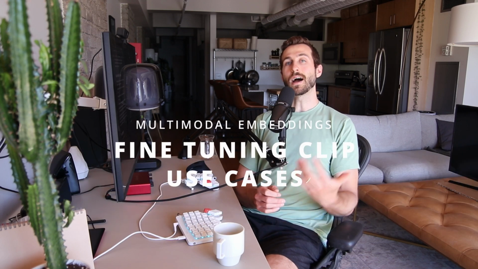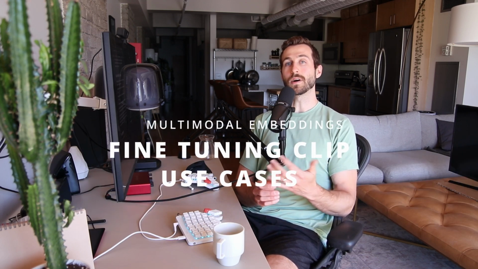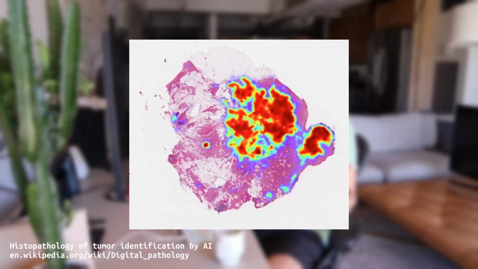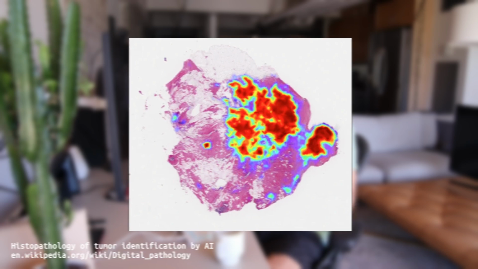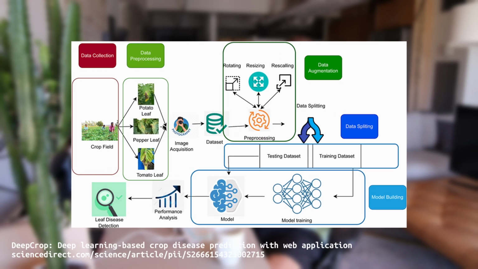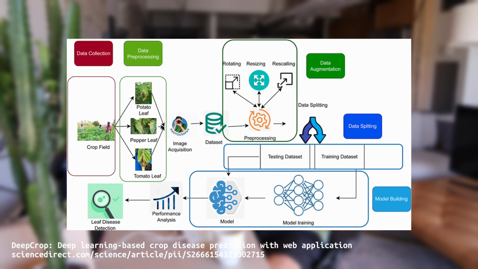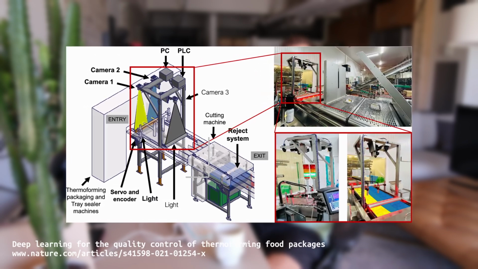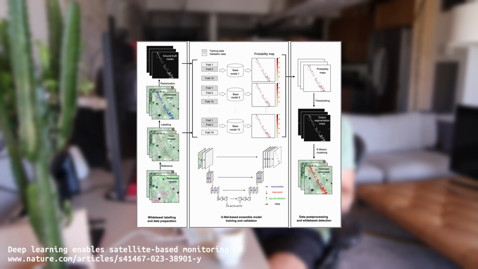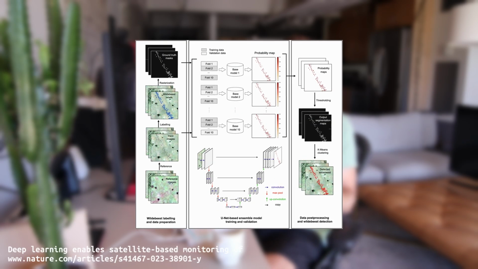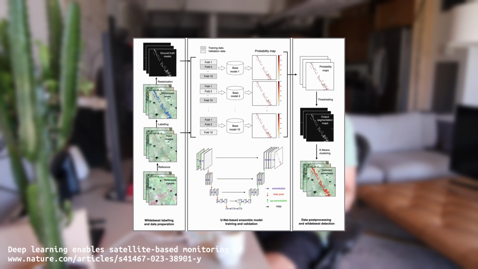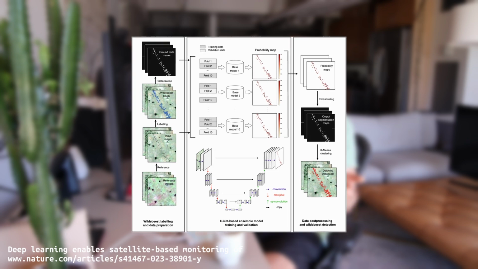Here are some use cases that I thought of for fine-tuning an embedding model like CLIP. For medical imaging, it could be used to identify diseases or anomalies in medical scans. For agriculture, it could be used to monitor crop health or identify pests or diseases. For manufacturing, it could be used for quality control and detecting defects in products. And for satellite monitoring, it can be used to analyze images, track environmental changes or urban developments, or even something like supply of certain goods that you can see through satellite images.